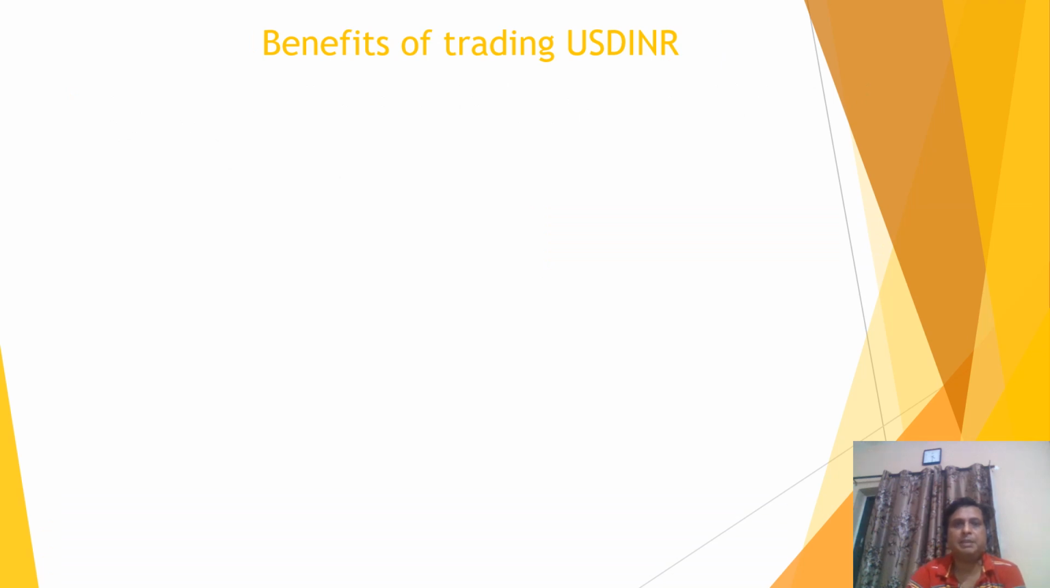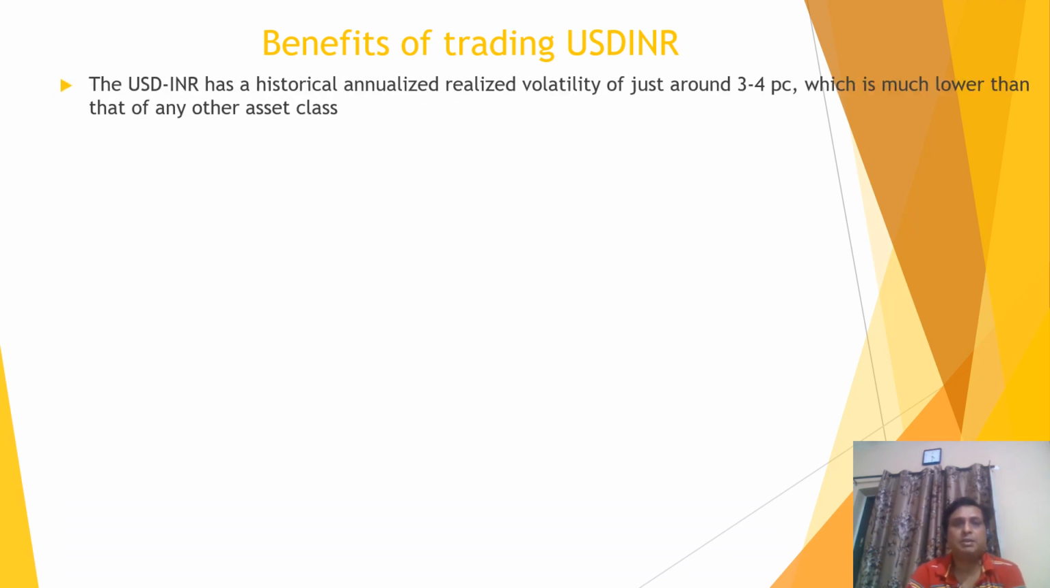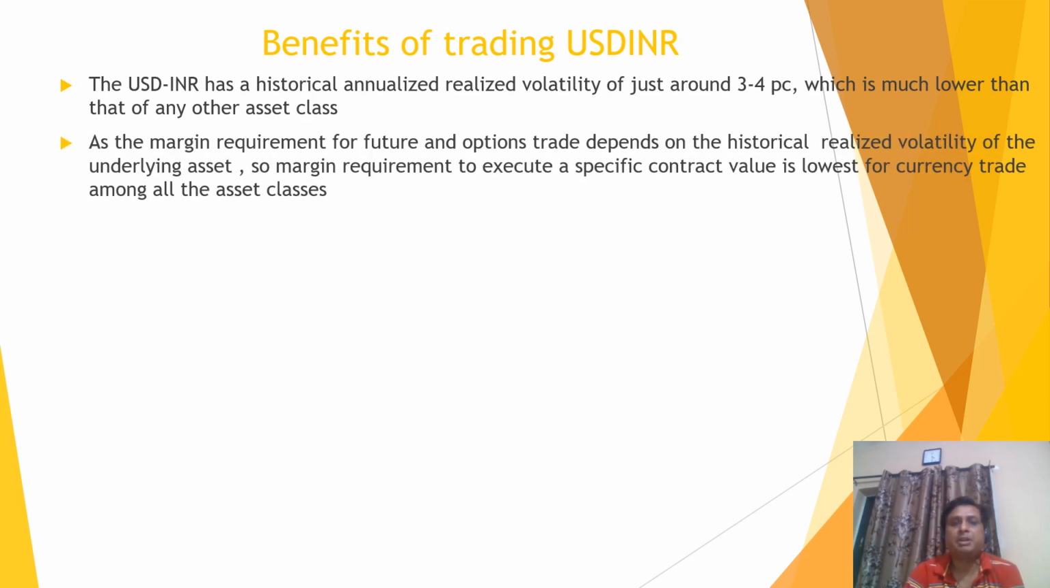Now let's examine the benefits of trading in USD-INR. USD-INR has a historical annualized realized volatility of around just 3 to 4%, which is much lower than that of any other asset class, as the margin requirement for future and option trade depends on the historical realized volatility of the underlying asset. So the margin requirement to execute a specific contract value is the lowest for currency trade among all the asset classes.